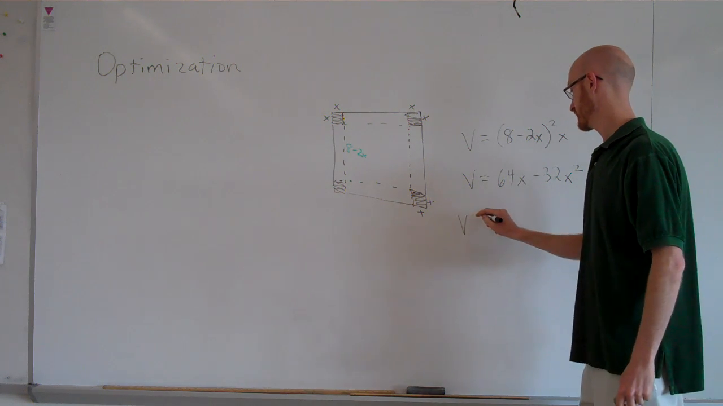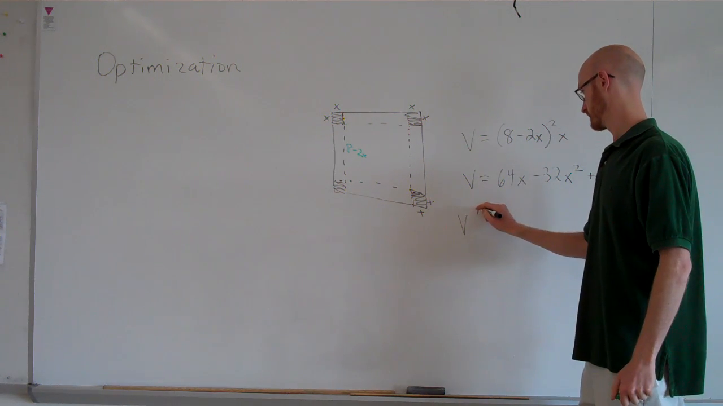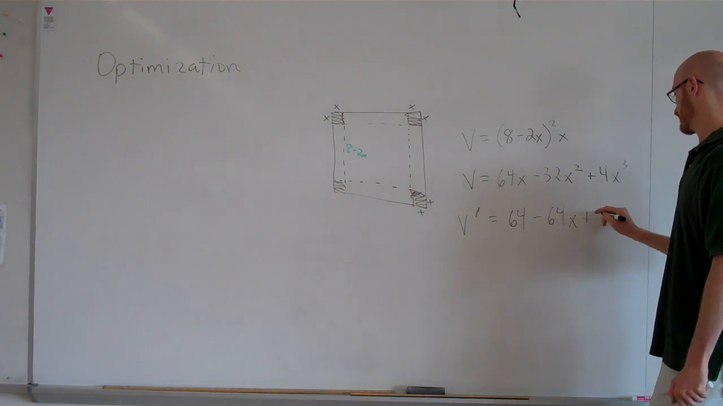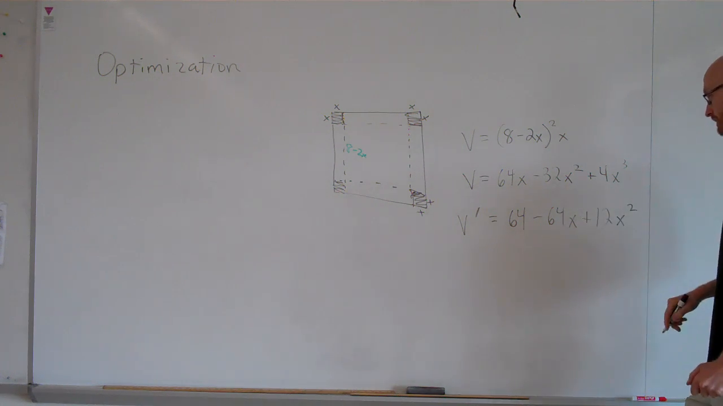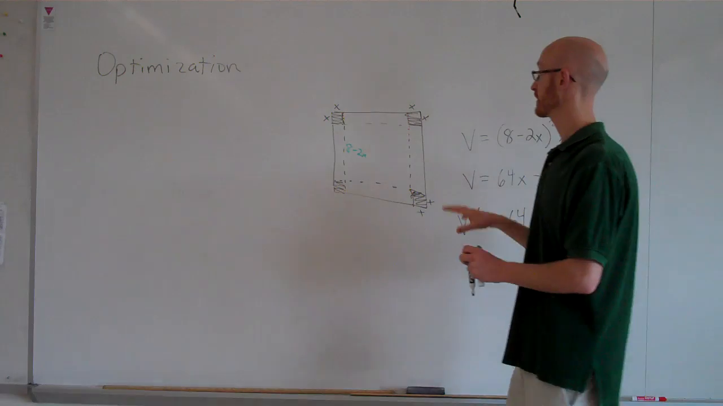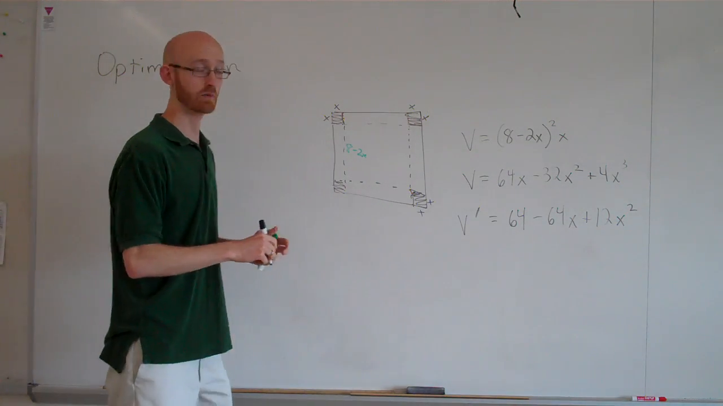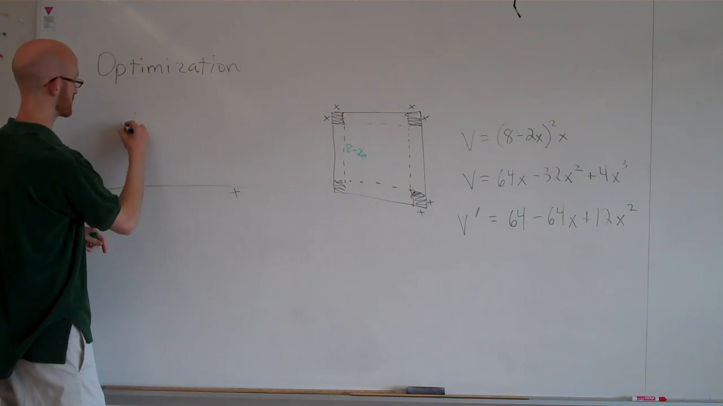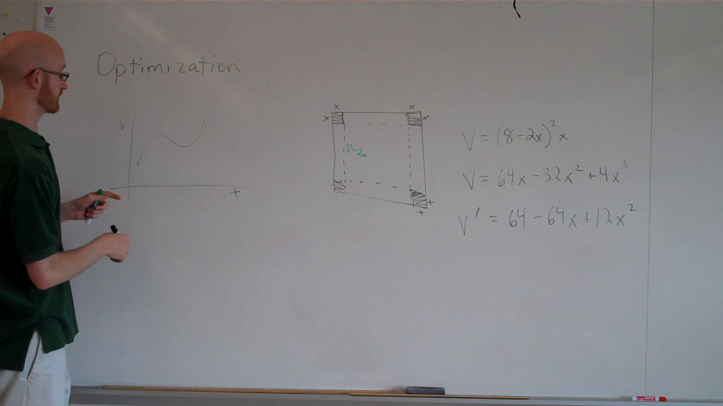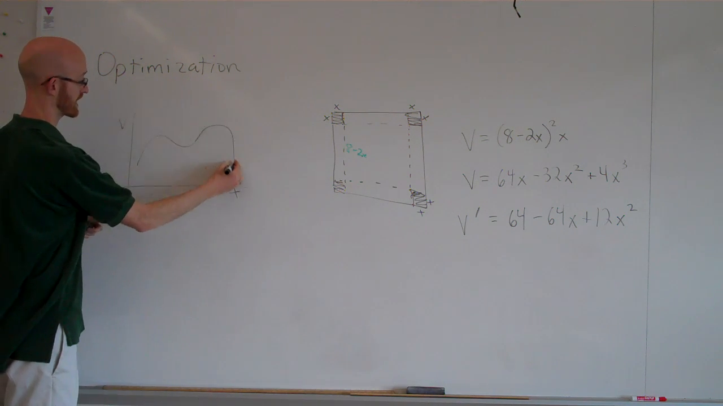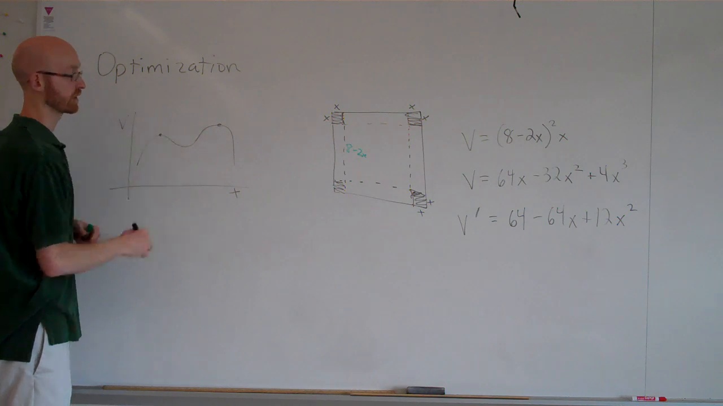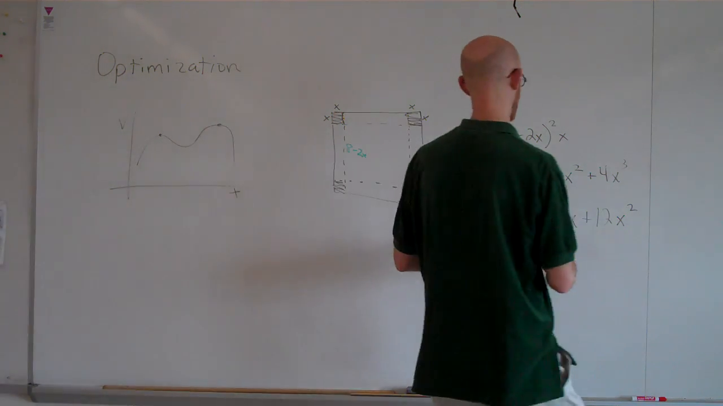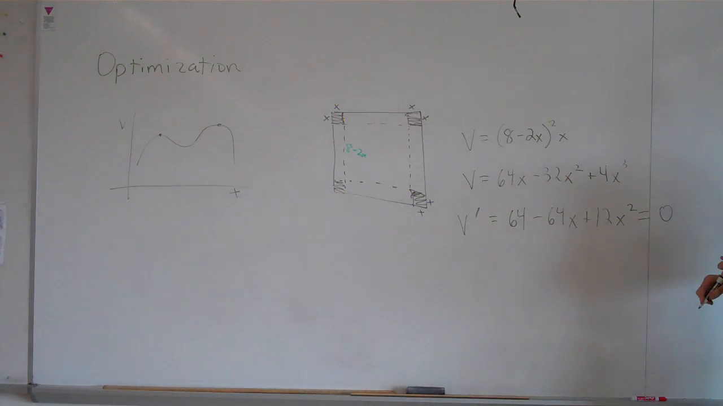Now what we're going to do is take v prime. v prime will be 64 minus 64x plus 12x squared. What we'll do with this, if we want to try to find where the volume is maximum, think about the volume as some curve, where this is your x value and this is the volume. If the volume is some curve, to find its maximum volume, we'd want to know where these points are at the top of our curve, which we're familiar with finding minimums and maximum values. So what we're going to do is set that guy equal to 0.